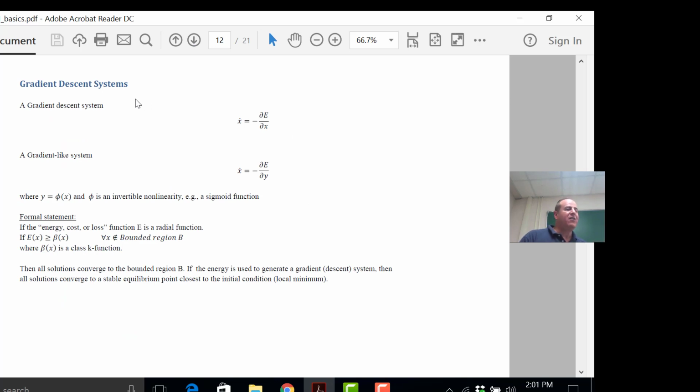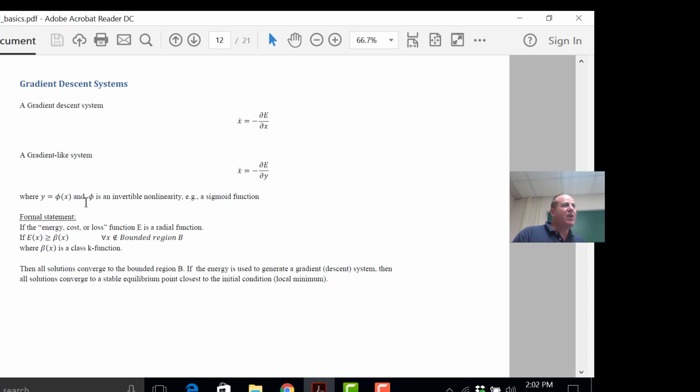So, in a nutshell, gradient descent is: you have a variable, and you define a scalar associated with that variable, and then you take the partial derivative of that scalar with respect to the variable. You put a negative, it becomes gradient descent. Make it positive, it becomes gradient ascent. Moreover, you could also create gradient-like systems whereby you have the same variable x and you have another variable y which relates to x by this nonlinearity.